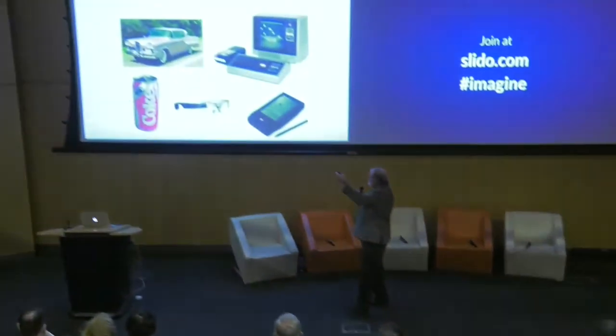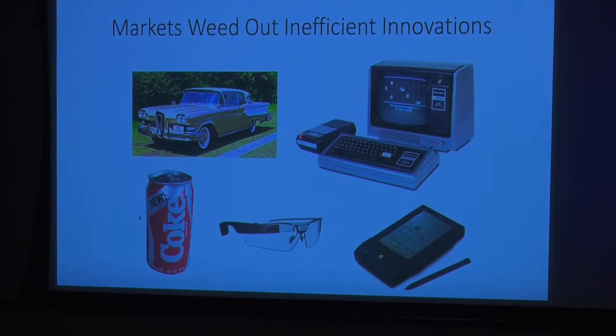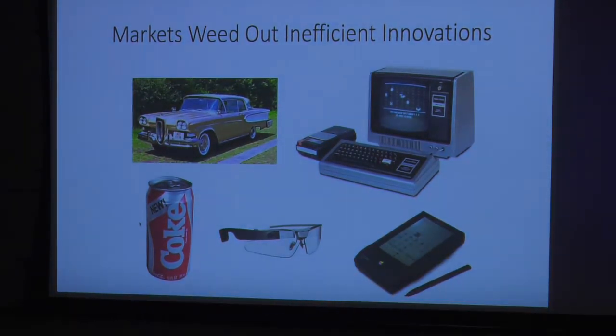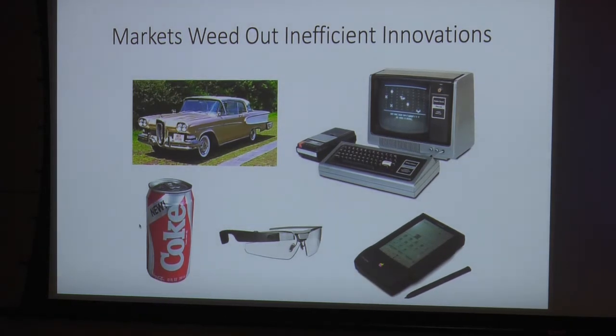If we think about the profit system, we need to think about it as profit and loss. And so here I just have some products. These are products from successful companies, but not really successful products, so the market weeded them out. I have the Edsel there. You have to be of a certain vintage to remember, in the 1950s, Ford company introduced the Edsel. Didn't last very long. Was weeded out.